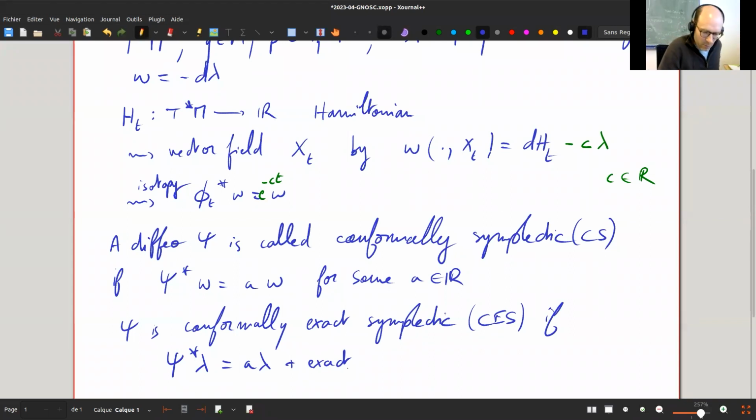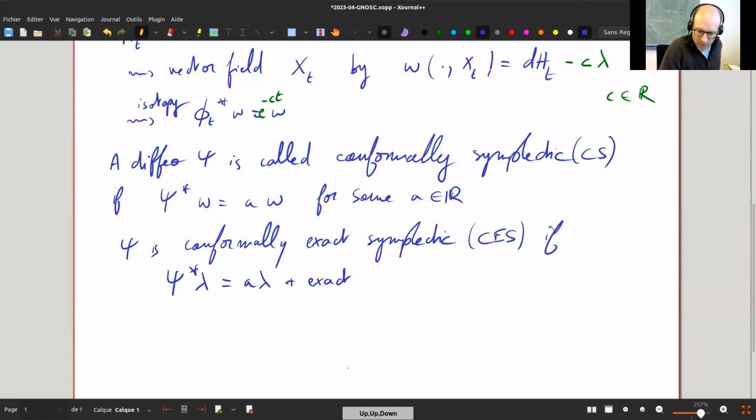But in fact, it's not a big restriction because of an observation by Marie-Claude, Arnaud, and Fejoz that says that every CS map is conjugated by a symplectic map to a conformally exact symplectic map. So from now on, I will restrict to CES maps. And A is called the conformal ratio.